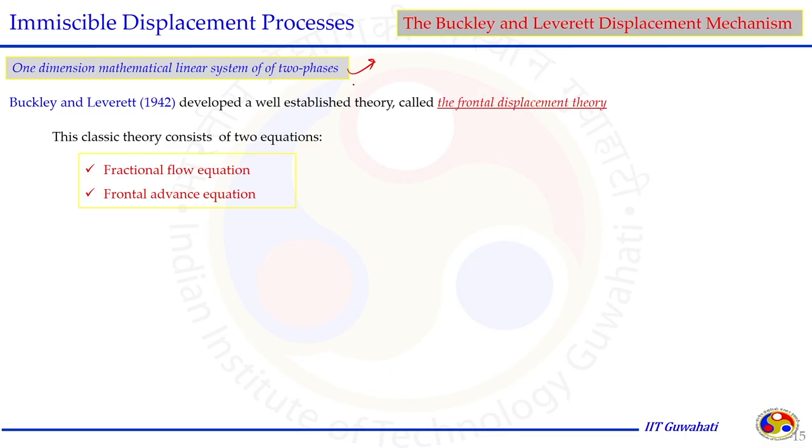We discussed several cases. The Buckley-Leverett theory is given for the linear system, for two phases. Both phases are immiscible in nature. So, that is only for one dimension.